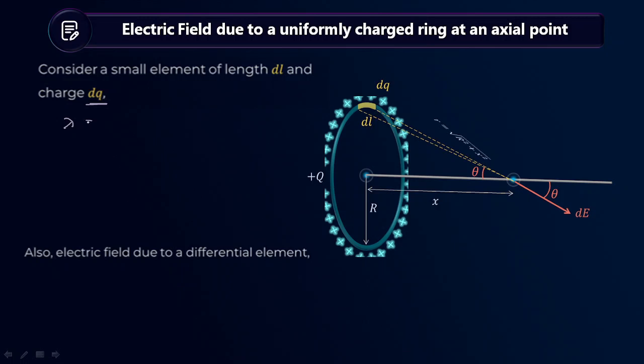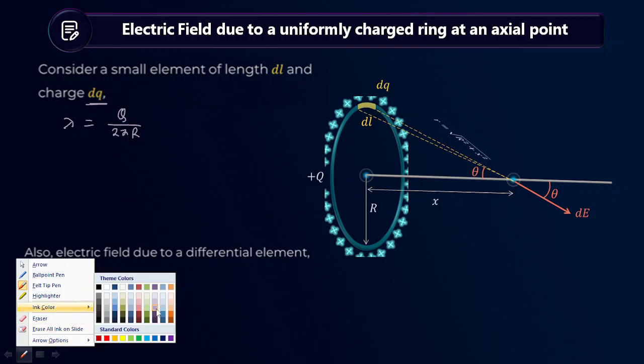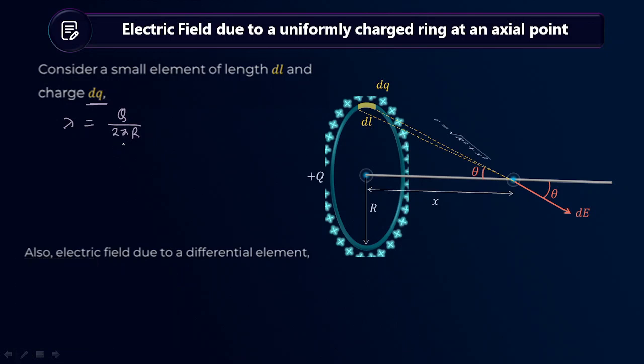So here we have lambda, that is how much? Q upon 2 pi r, right? So q upon 2 pi r. So can I say that dq will be equal to what? Lambda into dl. So this will become how much? Q upon 2 pi r into dl.